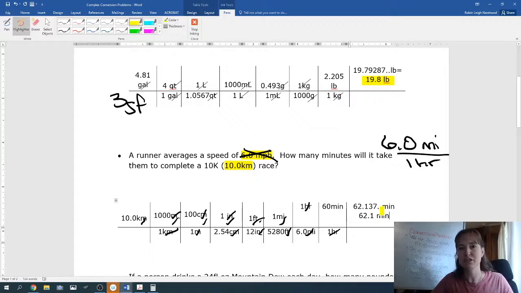And then you ask yourself, does it make sense? And so this is a 10K race, and 62.1 minutes is a little more than an hour. Does it make sense that it would take somebody about an hour to run a 10K?